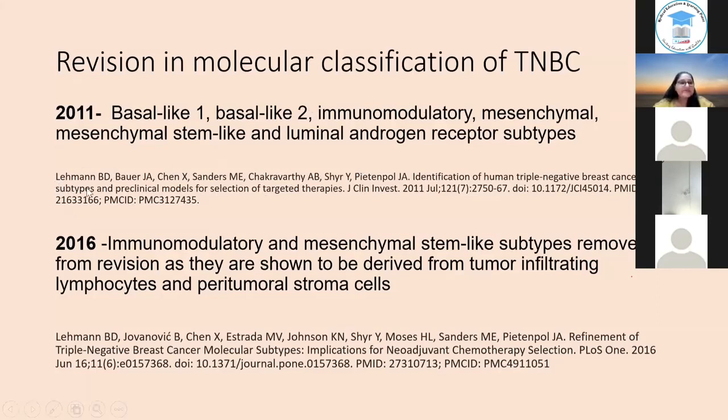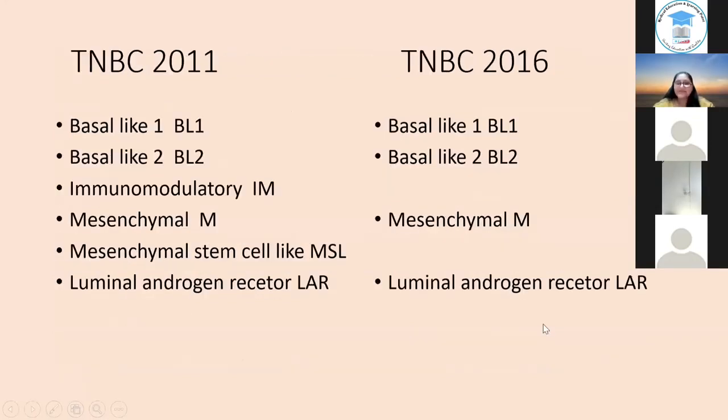So the same person, Lehmann et al., revised this classification in 2016 and deleted 2 subtypes. He deleted immunomodulatory and mesenchymal stem cell type. So immunomodulatory was removed in 2016 and mesenchymal, that is MSL subtype, was removed in 2016. This is the most important point for the residents listening here or young faculty listening here, that this is a revised classification. In 2016, we have only 4 molecular subtypes of TNBC: BL1, BL2, M, and LAR.